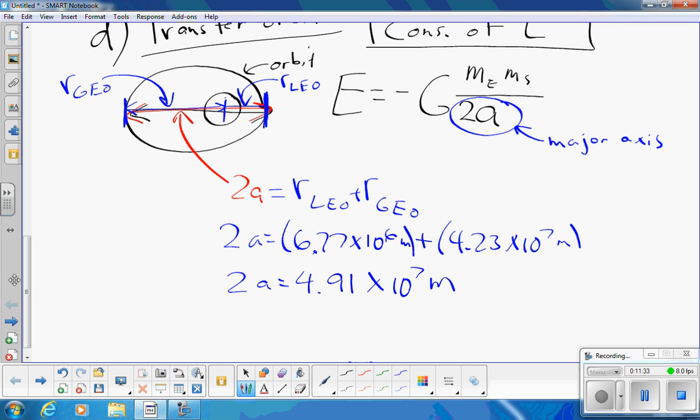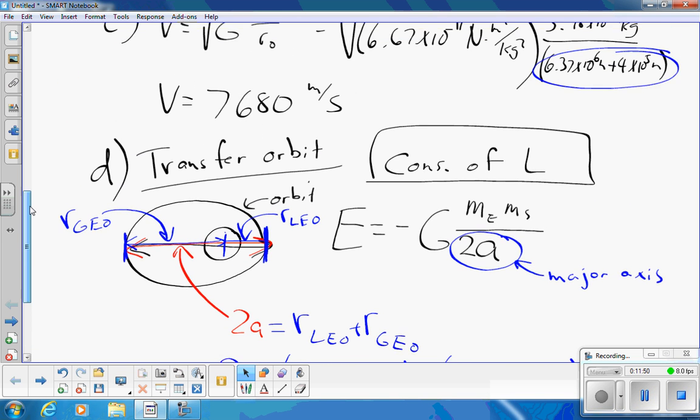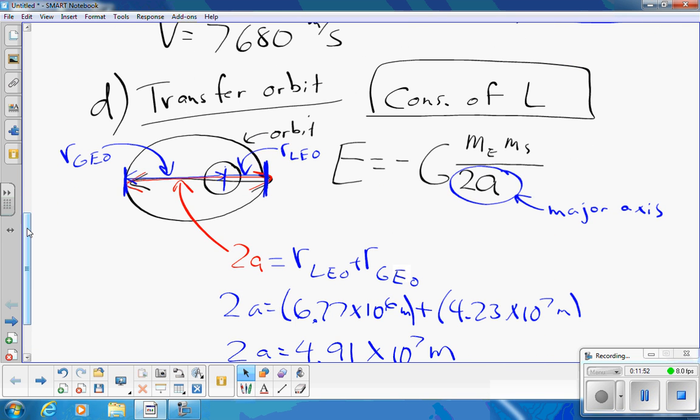Yeah, and so that's useful. And so what are we looking for? The speed of the satellite in the transfer orbit at perigee. All right, so I almost can come up with the total energy of this thing. They never give me the mass of the satellite. At least I don't think they do. And I shouldn't care, unless they ask me about an increase in energy.